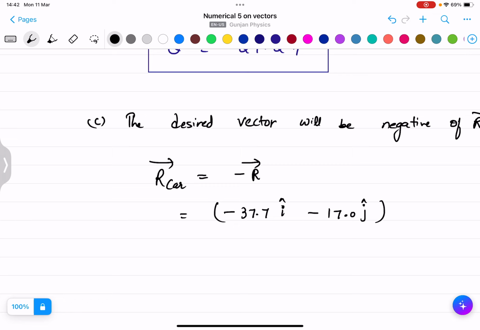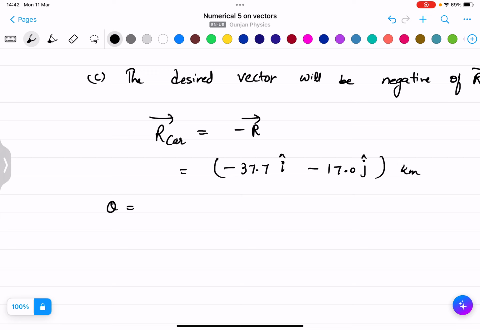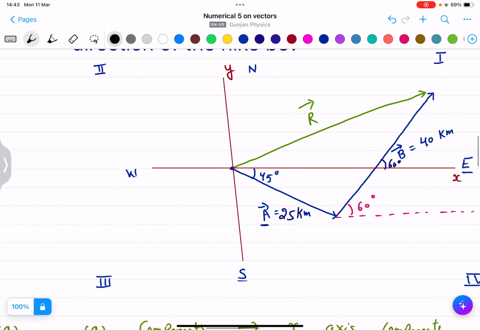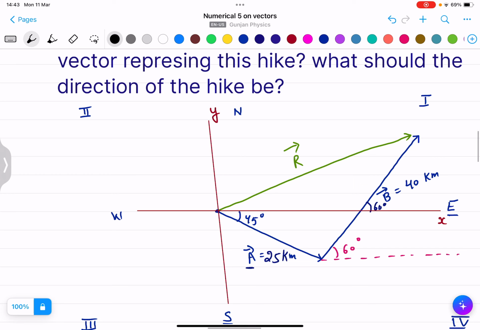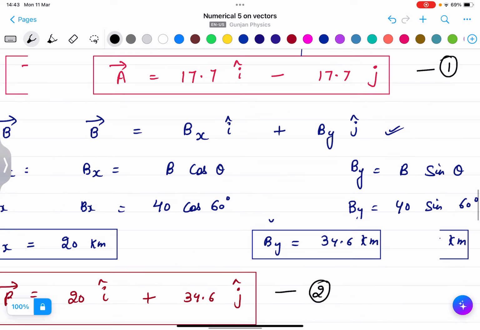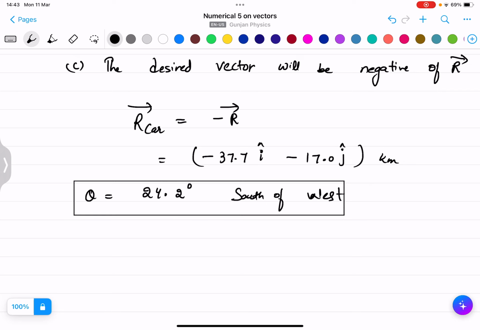Okay, so I can write this like this, and I can find out tan theta. So theta will come out the same, 24.2 degrees, like we found out here, in south of east. That was the theta, but now if she reverses the direction, that means in south of west. The negative sign simply means the change in direction. Okay, so that will be my theta, 24.2 south of west.